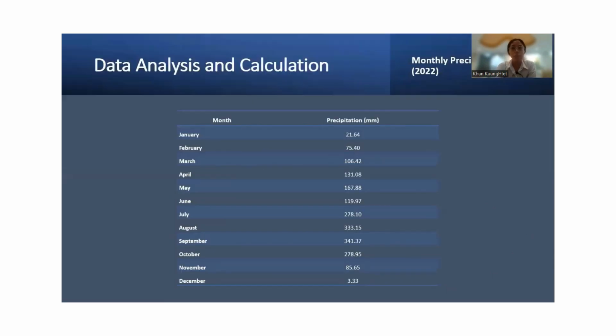For the monthly precipitation data, we got the data from HII, and this is the monthly precipitation data of the study area for the year 2022.